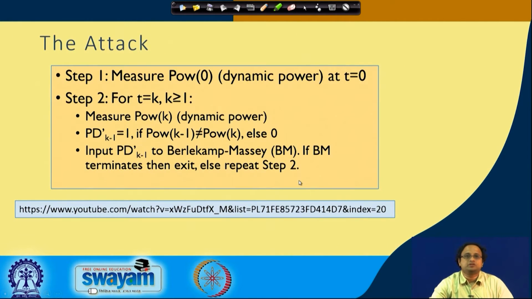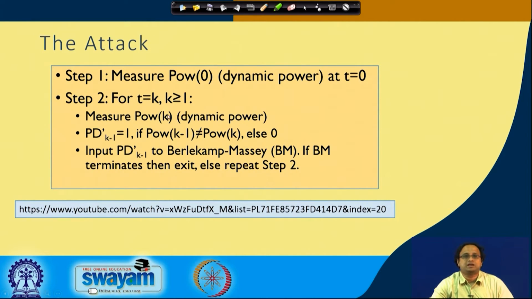This is a very strong algorithm, and if you are interested to know more about the Berlekamp-Massey algorithm, you can go through this YouTube clip, which explains its working principle. But at least for this course, we will be using the Berlekamp-Massey algorithm as a black box, and this is how you can engage it.